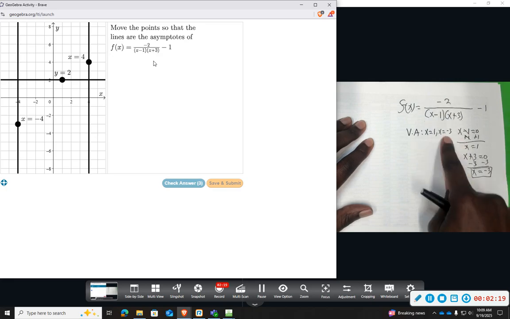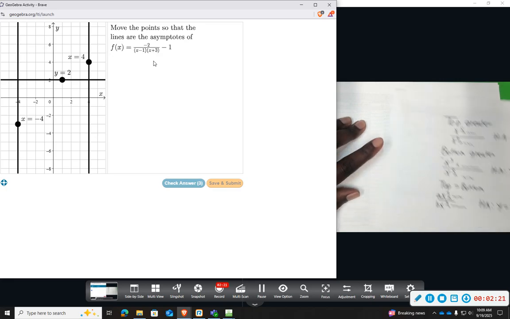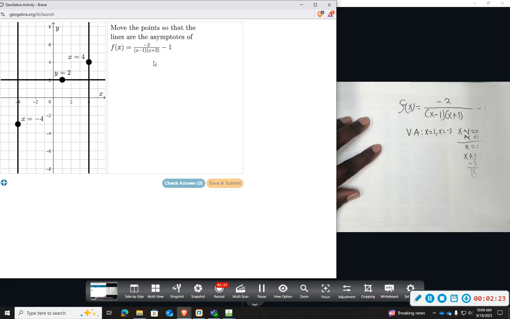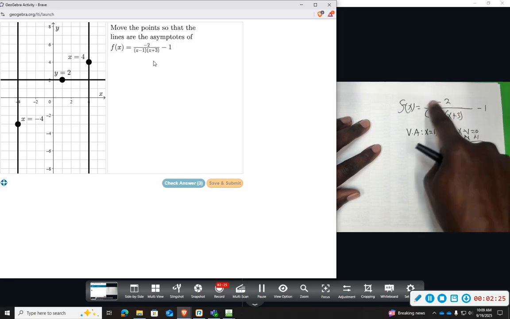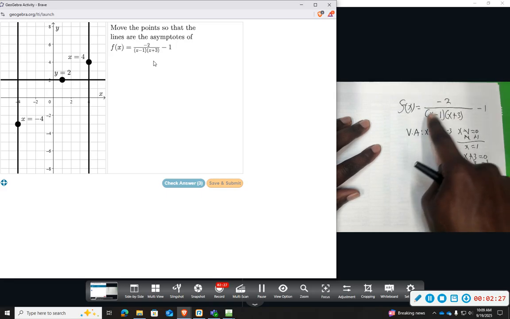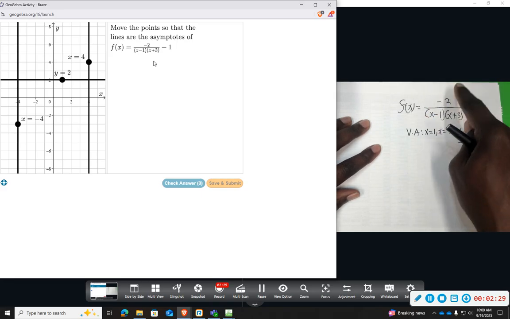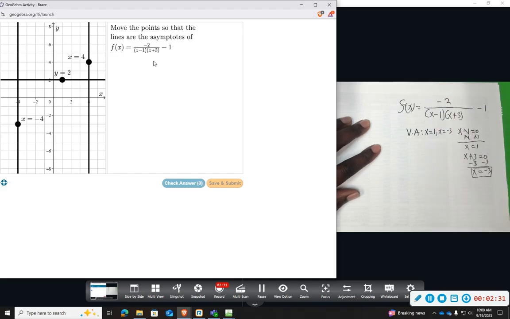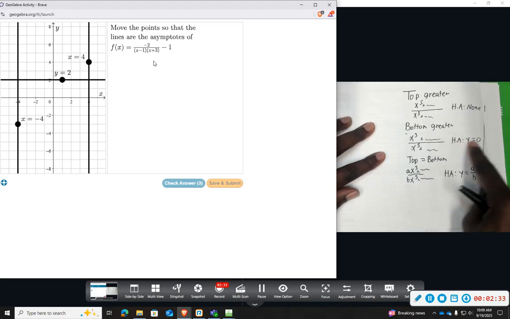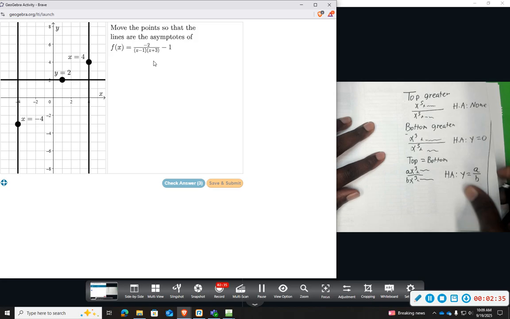And then for the horizontal asymptote, we can again just reference these notes. The degree on the top would be 0. There's no exponent on the top. On the bottom you have two x's, so that would be 2. So the degree on the bottom is greater. When the bottom is greater, our horizontal asymptote is going to be y equals 0.